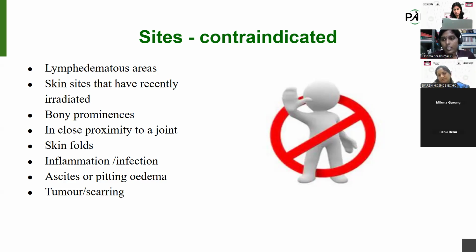When we are choosing an area for subcutaneous infusion, we should assess for these points. Is there any lymphedema? Is it recently irradiated skin, or is it over a bony prominence, or is there any joint or skin fold? Is there any inflammation or infection in that area? These are the main things we should watch before starting a subcutaneous infusion.